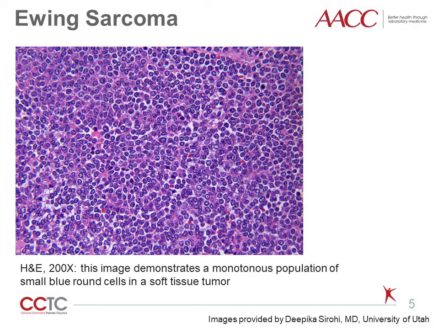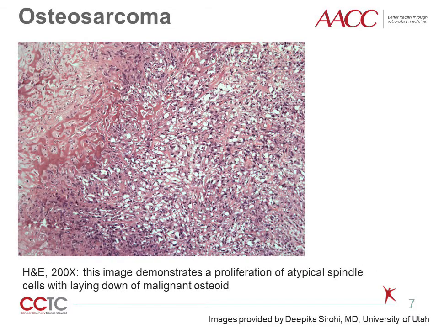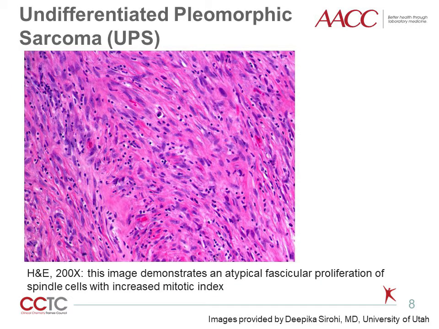For example, here is an H&E image demonstrating a monomorphic population of small blue round cells in a soft tissue tumor. This is an example of a Ewing sarcoma. The next H&E depicts a well-differentiated liposarcoma with variable-sized adipocytes with nuclear atypia. This slide shows an H&E demonstrating a proliferation of atypical spindle cells with laying down of malignant osteoid. This is an osteosarcoma. And finally, this H&E shows an atypical fascicular proliferation of spindle cells with increased mitotic index. This image is characteristic of an undifferentiated pleomorphic sarcoma, also known as UPS.